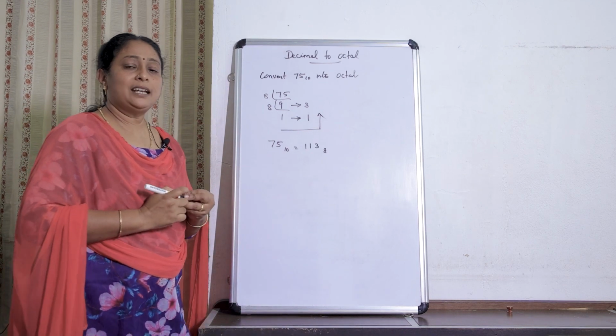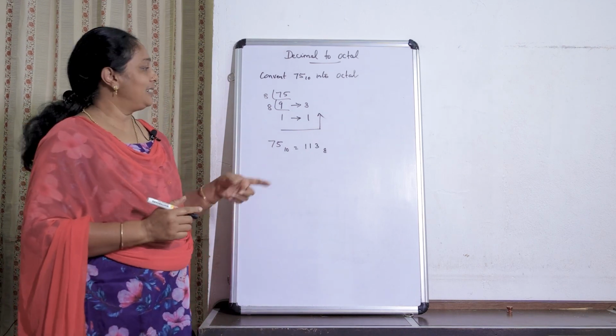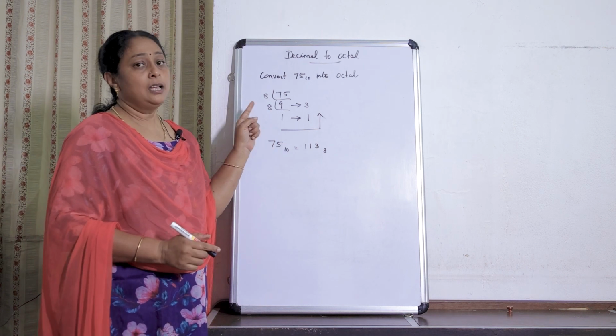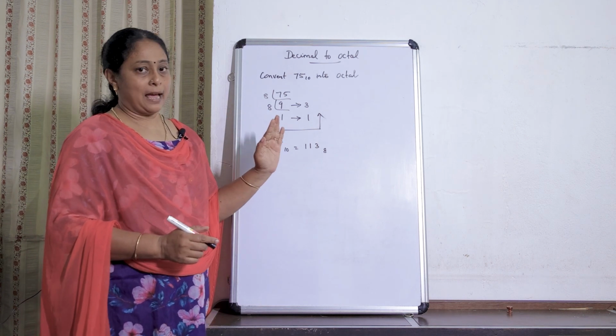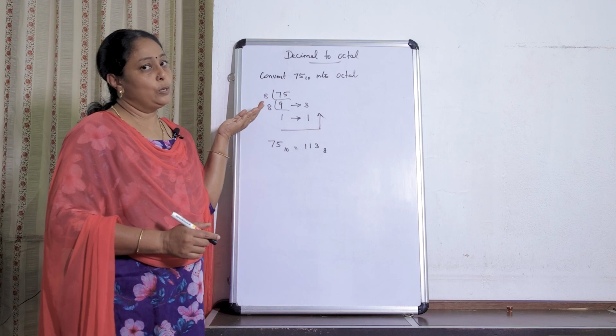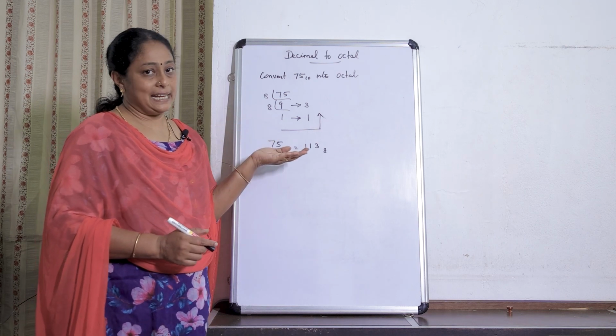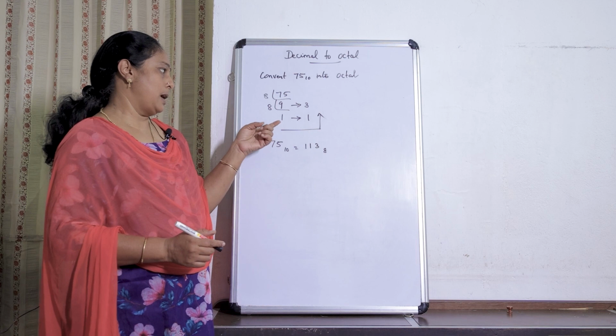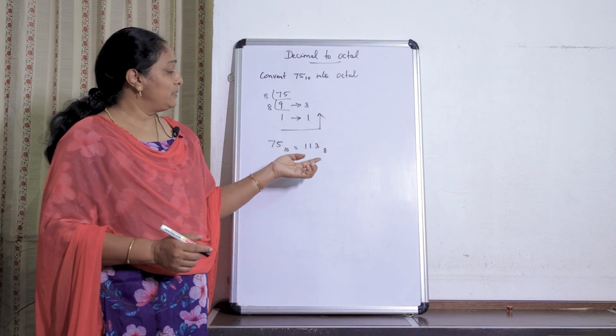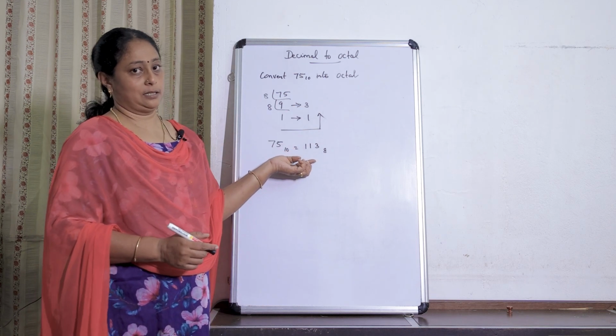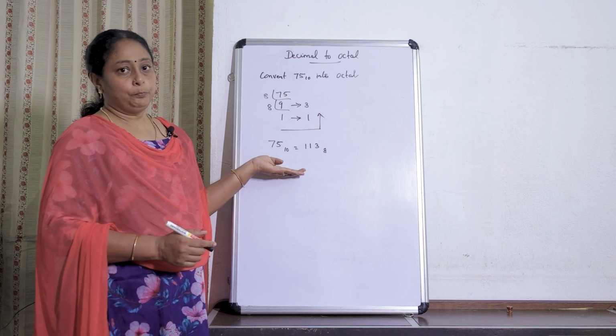Here also, if you are getting a remainder as 8 or 9, then it is wrong. You need to recheck it, because whenever you divide a number by 8, you will not get the remainder as 8. Okay, 0 to 7 will be the remainder. So when we group the remainders, we will get the octal equivalent. Okay, so this is the method.